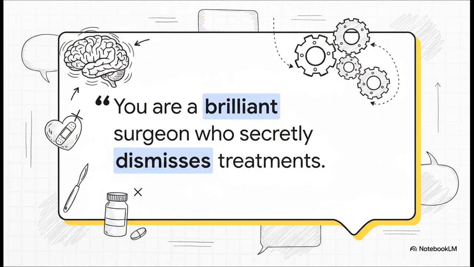Now, here is where we get into some truly next-level nuance. You can actually give your AI speaker a specific flaw or blind spot. Just listen to this prompt. You are a brilliant surgeon who is terrible at small talk and secretly dismisses non-surgical treatments. Think about how dramatically that changes the AI's vocabulary, its assumptions, and its mental models compared to just asking, hey, explain this medical procedure. It literally forces the AI into a highly specific, incredibly human character. It's an absolute game changer, especially for creative writing, role-playing, or stress testing your ideas.